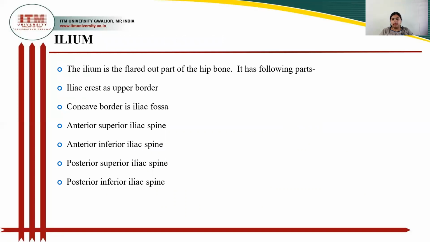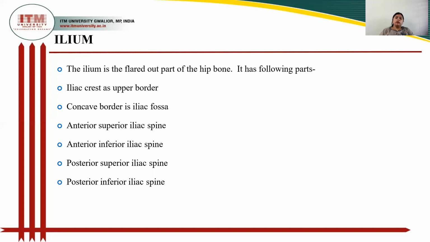Coming to the ilium. The ilium is a flared outer part of the hip. How many parts does it have? It has the iliac crest as an upper border, and a concave border called the iliac fossa. It has an anterior superior iliac spine, anterior inferior iliac spine, posterior superior iliac spine, and posterior inferior iliac spine.